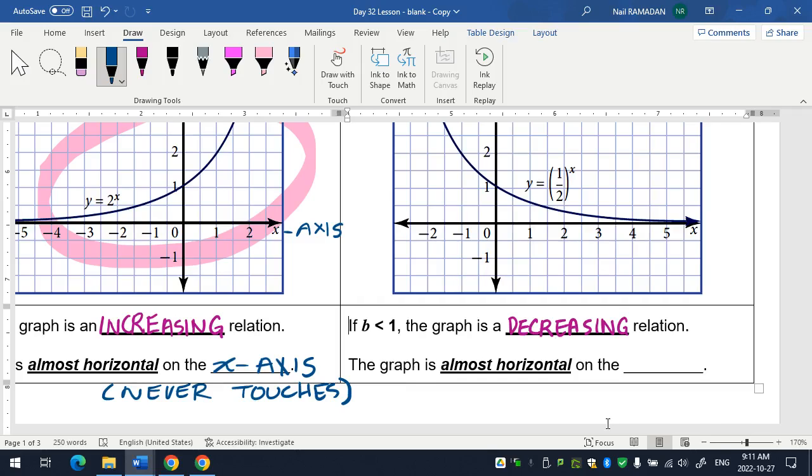No way. Keep moving and zooming in. You're always going to find a small what? A small gap, a small difference, a small height difference, whatever you want to call it. So again, the graph is almost horizontal on the x-axis as well. And again, it never touches.